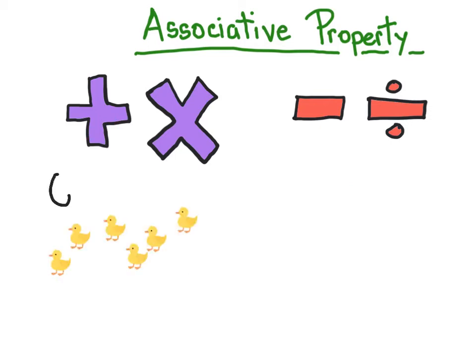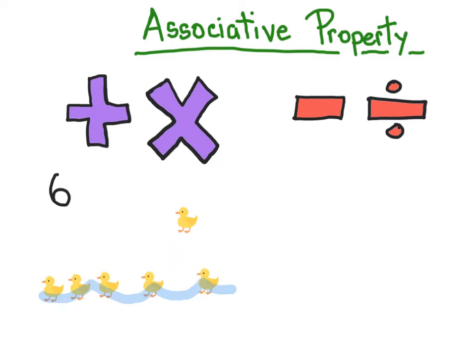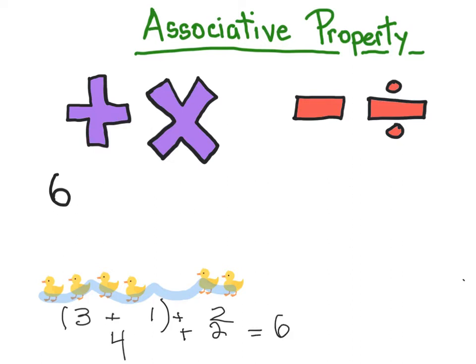Take these 6 ducks. 3 jump into the pond. Then goes another one. And finally, the last 2 stragglers. We have 3 ducks plus 1 duck plus 2 ducks. Now, if this little guy swims over here, we have 3 ducks plus 1 duck, and that's 4 ducks plus our 2 ducks, and that is equal to 6 ducks.